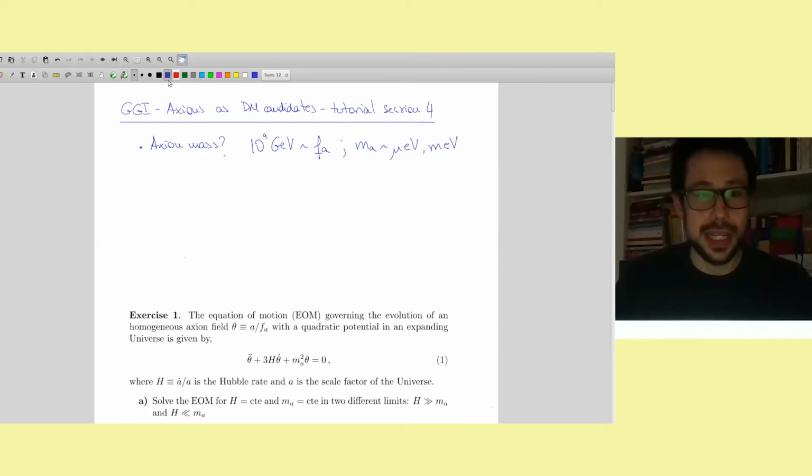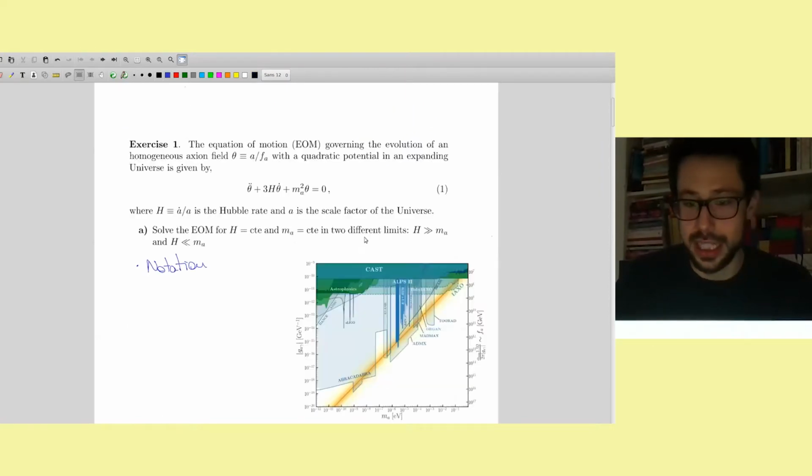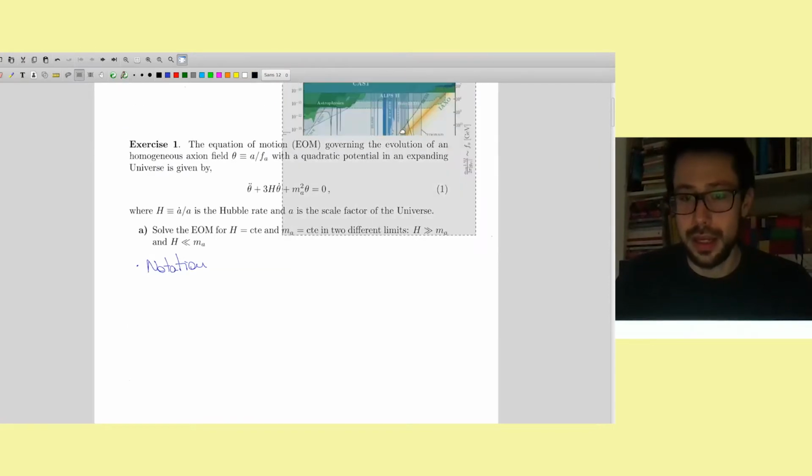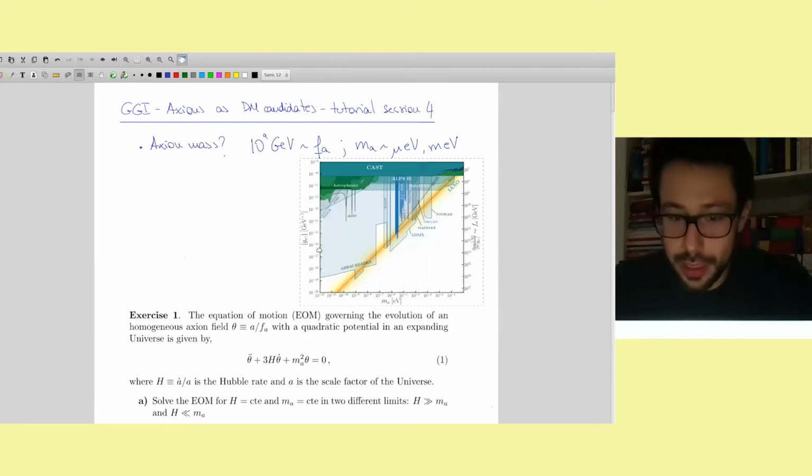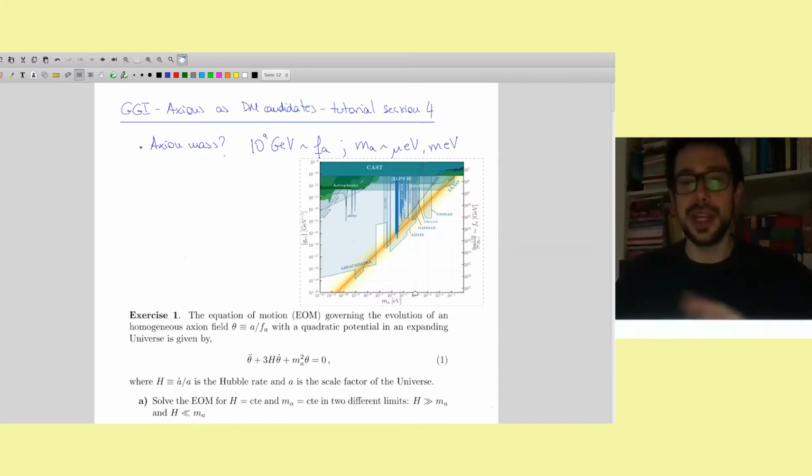We can see it, for example, here in these plots that we were showing. As you can see, it is true that what you were saying, that the axion scale f_a can be of the order of 10 to the 9, for example, but the axion masses that you see here in the x-axis are super low. Axions are really light particles.